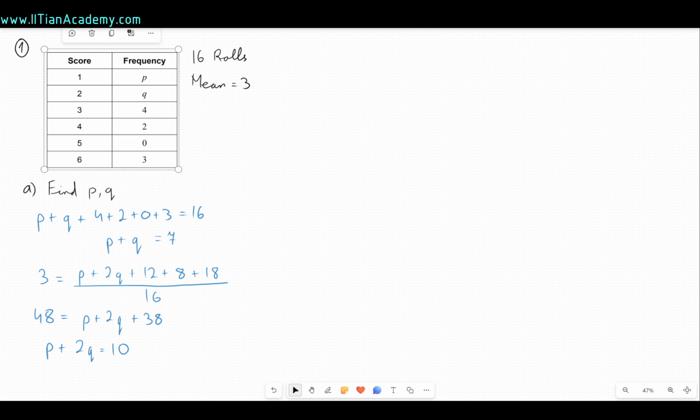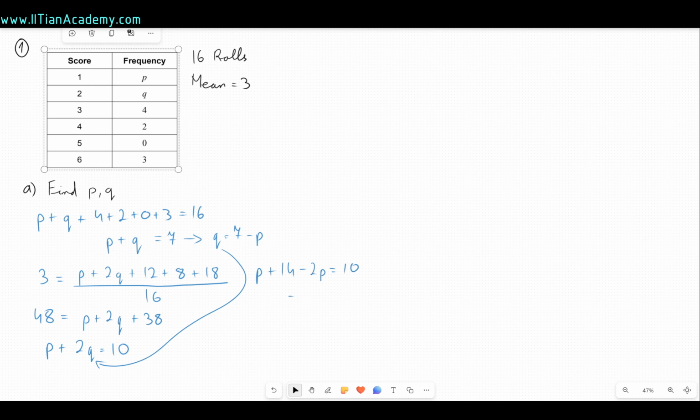So for example, we could simply subtract the two equations from each other, or we could express one of the variables and substitute in. Like let's say I say that Q is equal to 7 minus P. So we can substitute this Q into here. And so what we'll find is that P plus 2 times 7 is 14, minus 2 times P is minus 2P is equal to 10.